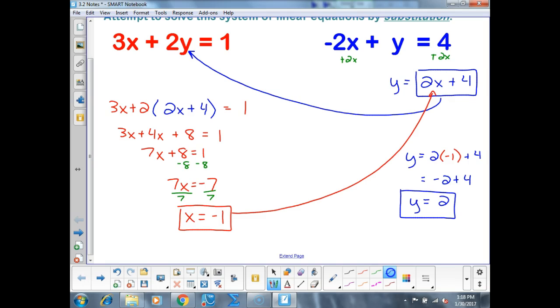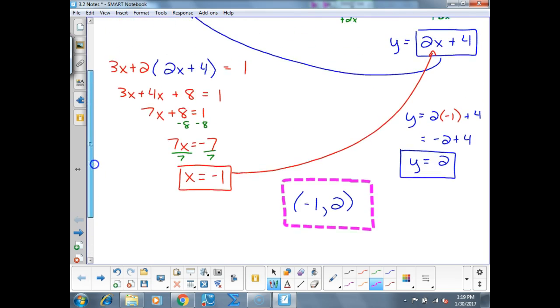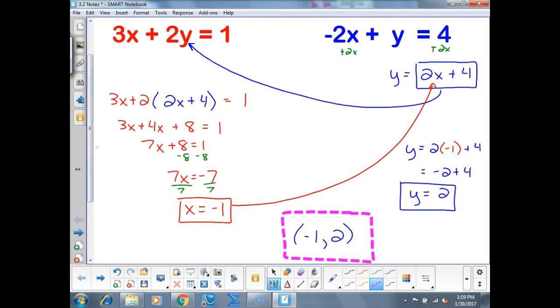Now it's a point, but what are the coordinates of that point? Noah? -1, 0 for the x. No. -1, 2 is the point. That's right.